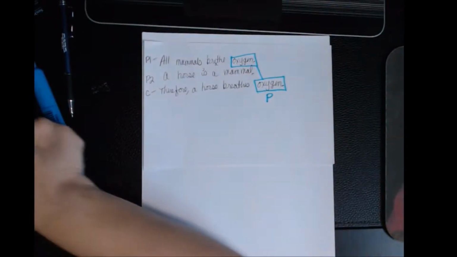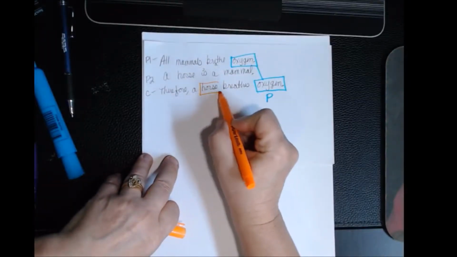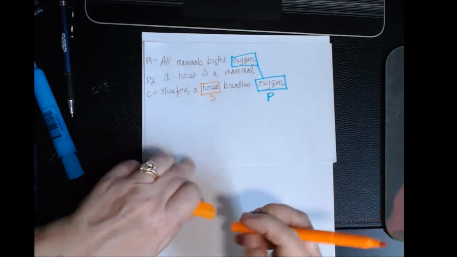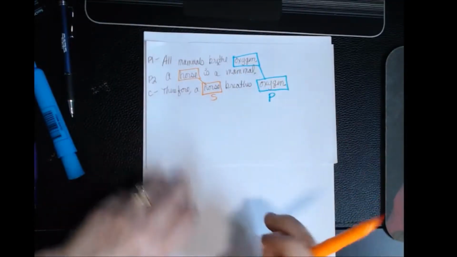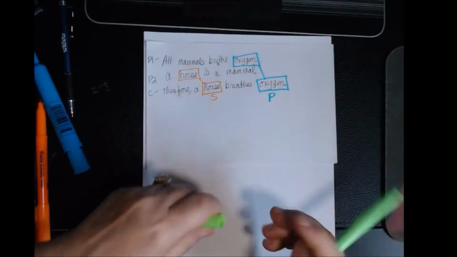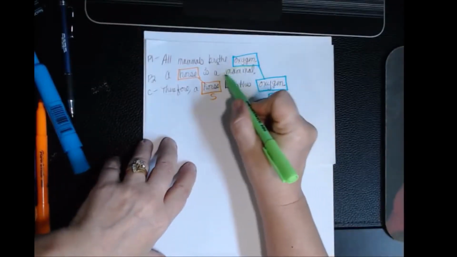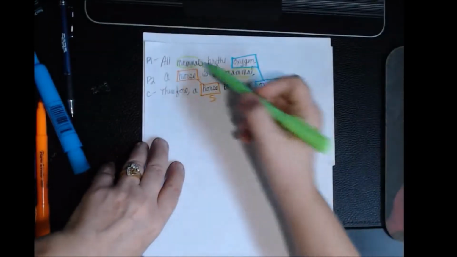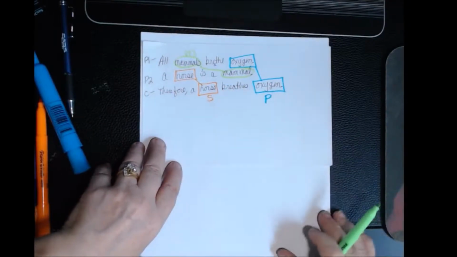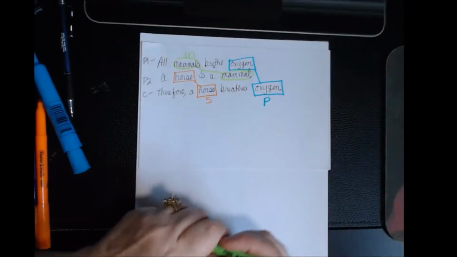Our minor term is the subject of your conclusion, which we're going to call S for subject. And we see that it's in premise 2 here. And that leaves us with the middle term, which in this case is mammal, which we see is also here. So that's the middle term. So we have three terms: major, minor, and middle.